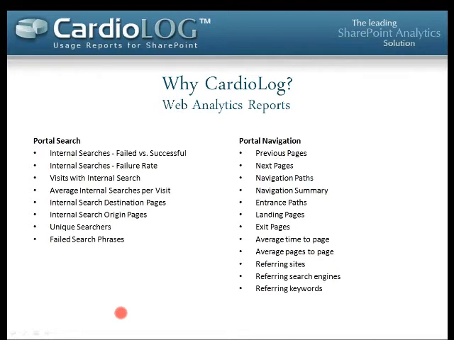Two other report categories are the portal search and portal navigation. In portal search, we offer the number of internal searches failed versus successful, the failure rate, visits with internal search, the search destination pages, where did people go from search results, search origin pages, where did visitors submit the search query, the number of unique searchers, and failed search phrases.